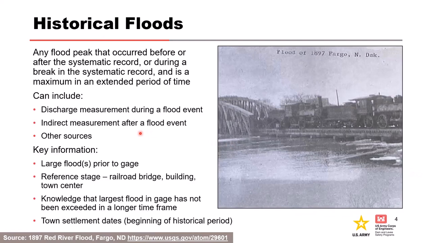Some key information, like I said, would be large floods prior to a gauge. A reference stage might be a railroad bridge or a building in a town center. Also, finding knowledge that the largest flood in the gauge has not been exceeded in a longer time frame, so older than the date that we found that historic flood on, and just knowing when the town settled, can help us establish the beginning of our historical period.